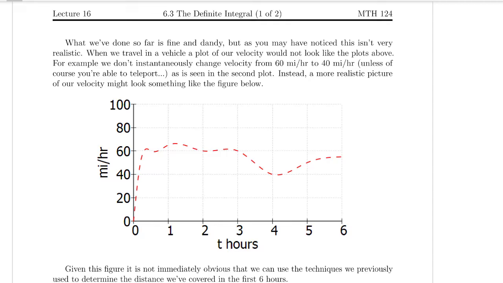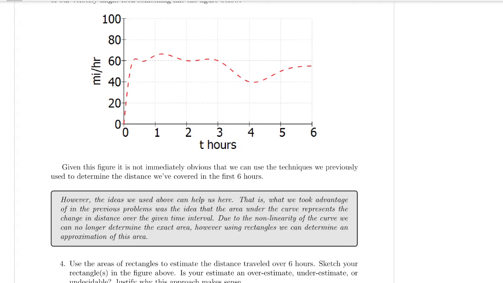So for this plot, we could still use the area of rectangles because those represent distance. And so we can approximate our net change in distance by approximating the area under the curve using rectangles. So question 4 asks us to use area of rectangles to estimate the distance traveled over 6 hours, and it asks us to sketch the rectangles in the figure above and determine whether our estimate is an overestimate, underestimate, or undecidable.